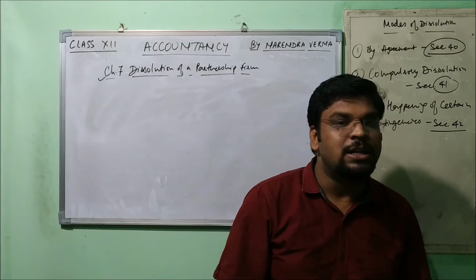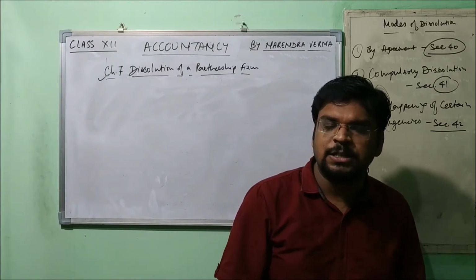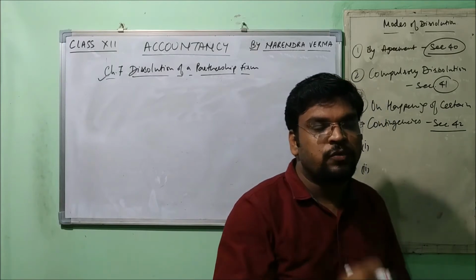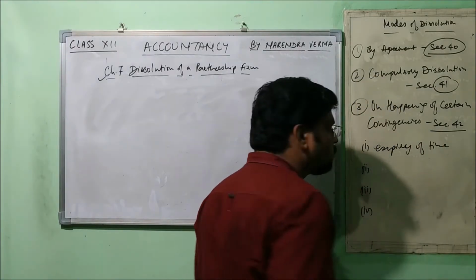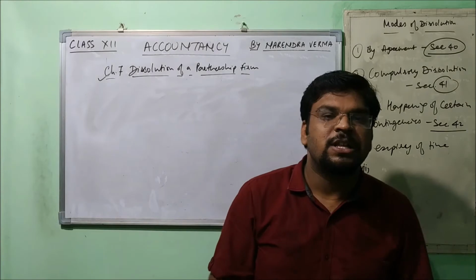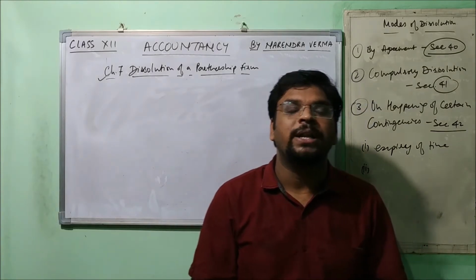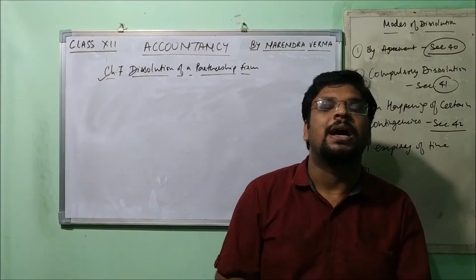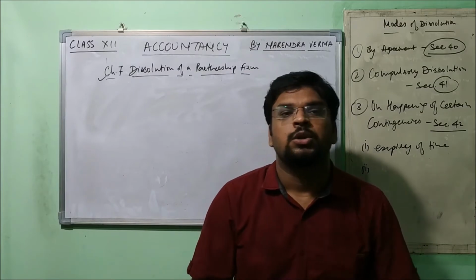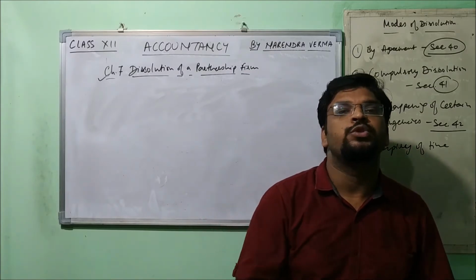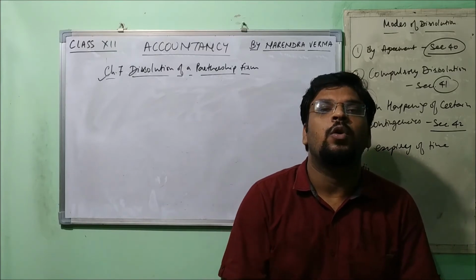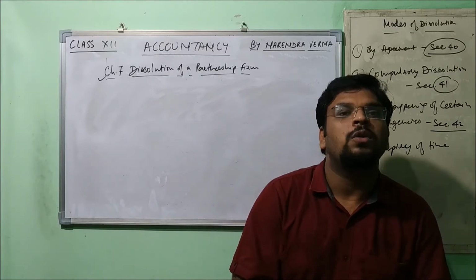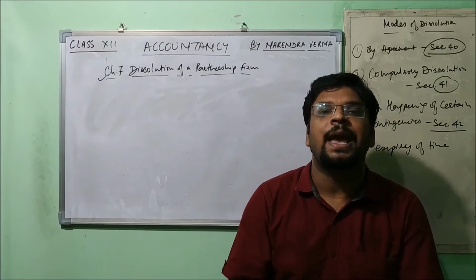So what are these contingencies or events? Contingency means events. The first event can be expiry of time, right? We know very well there are two types of partnership, one particular partnership and another partnership at will. Under particular partnership there are two situations. One, the partners become partners either for a fixed time period or for just completing any venture.